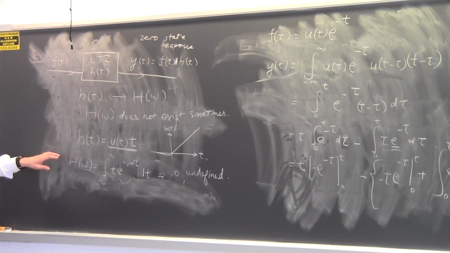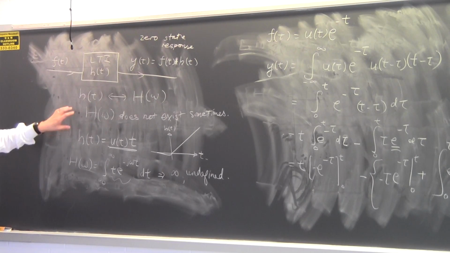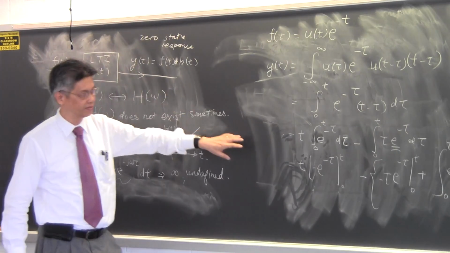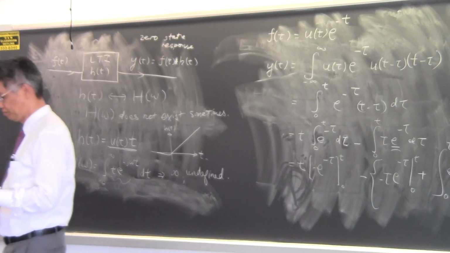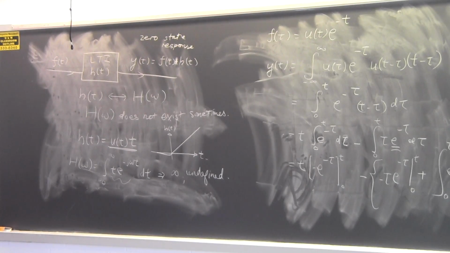So there are situations where H of omega does not exist or is undefined, but the convolution integral still exists, and you can evaluate it and it becomes a finite number. So this is something peculiar about the LTI system, that H of omega does not converge, but yet we can have a response.